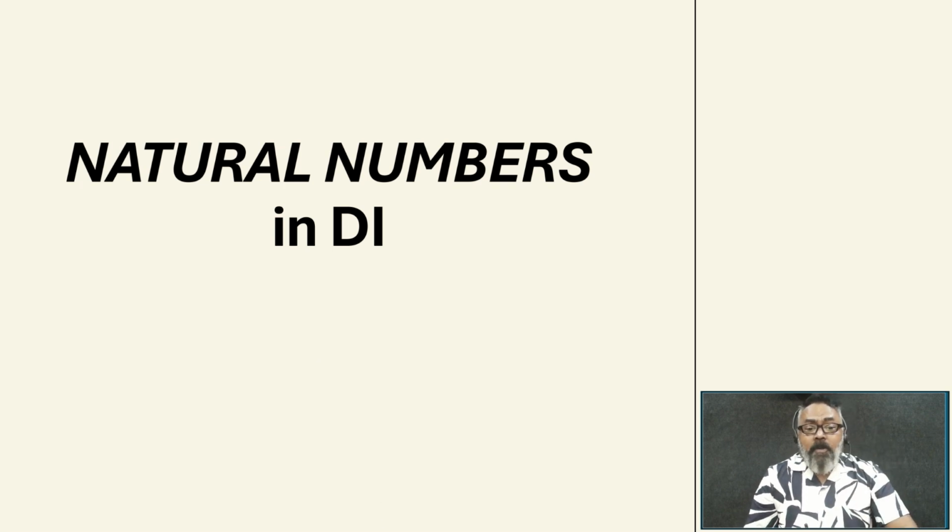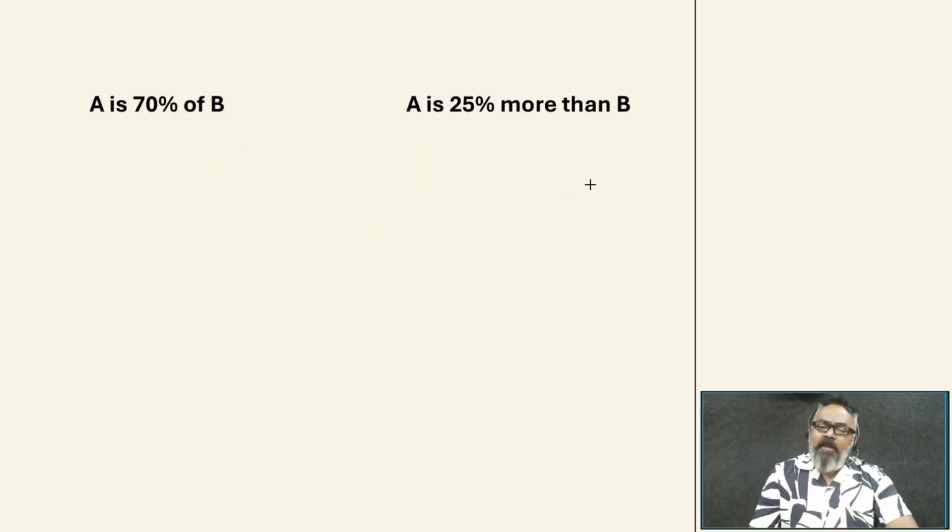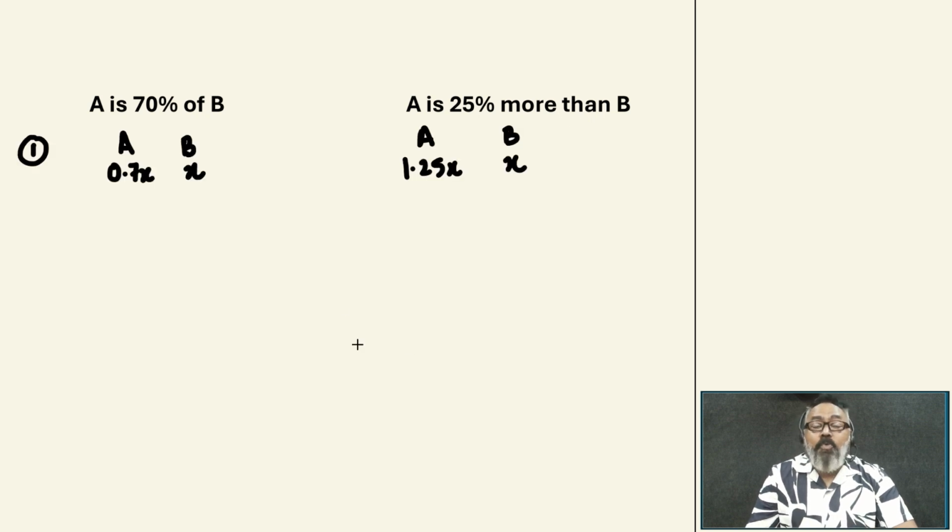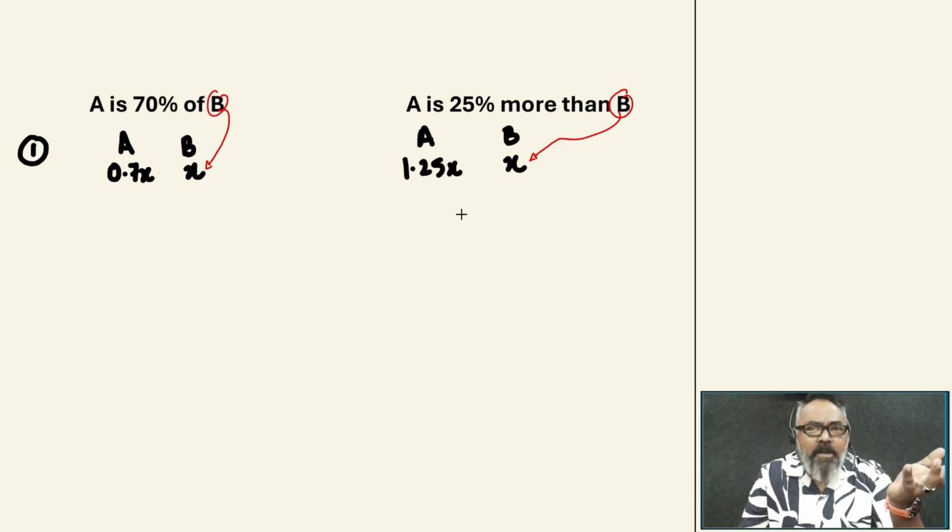Right. So you see things like these in the DILR sets. Sometimes it says that something is a percentage of something else, or something is a percentage more than something else. Here, for example, say A is 70% of B, or A is 75% more than B. Now, the natural thing for you to do is write something like this. If A is 70% of B, you take B as a base. So the base takes the value of X, and therefore A is 0.7 of X, right? Or if A is 25% more than B, you take B to be equal to X. 25% more is 1.25 times X. Okay, this is something that you're very likely going to write. This is how you're going to represent this particular data.